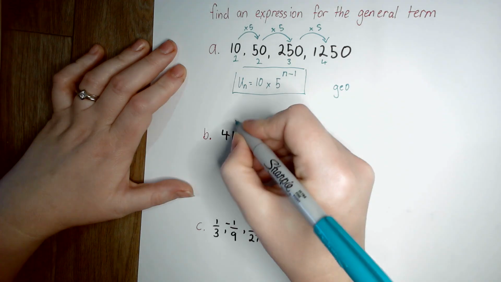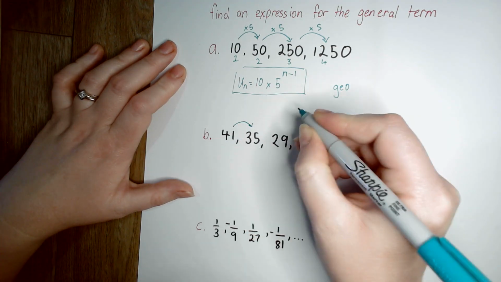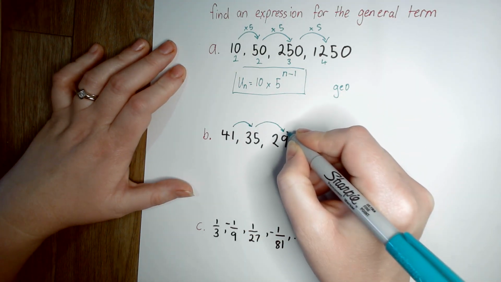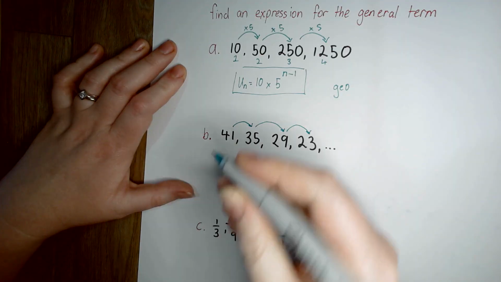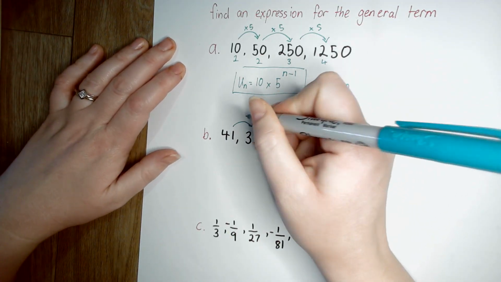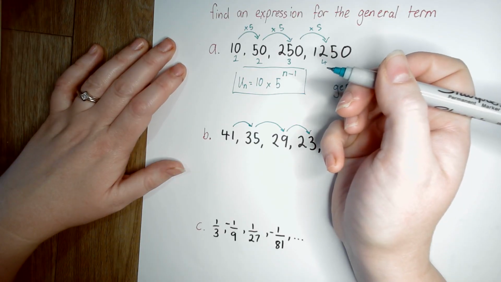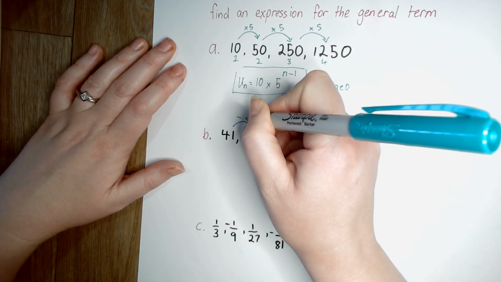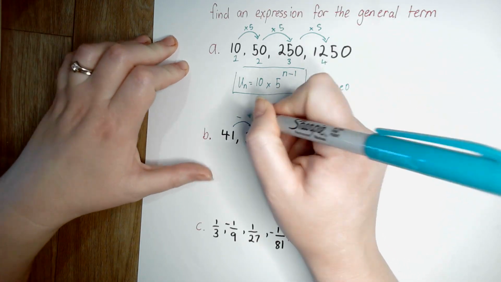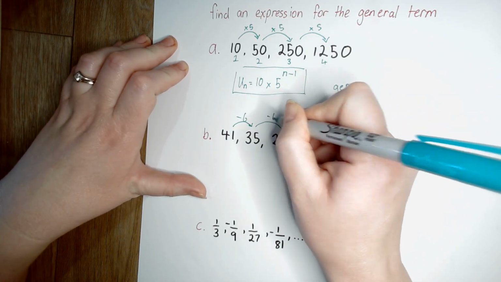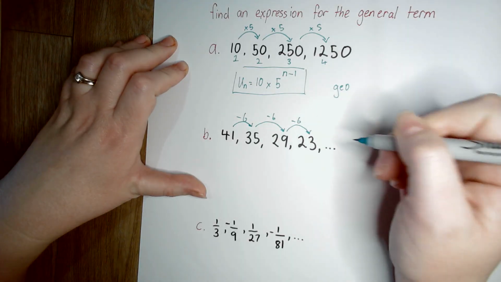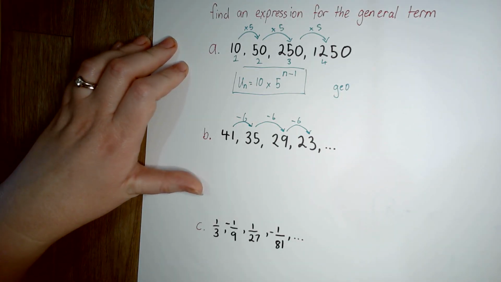Number B. Notice that we're not multiplying each time, we're subtracting each time. So we're going from negative 1, and we're going negative 6. We're going negative 6 on this one. Negative 6, negative 6, and then if we kept going, it would be negative 6 again.